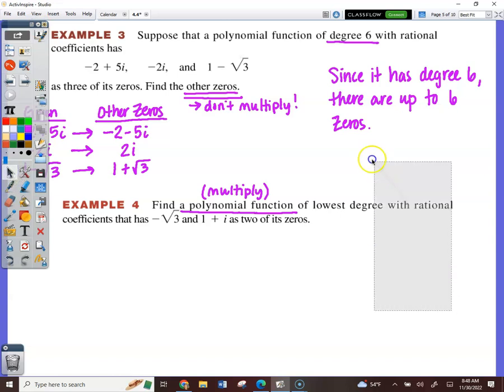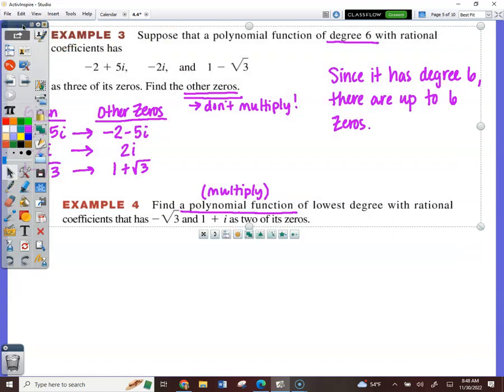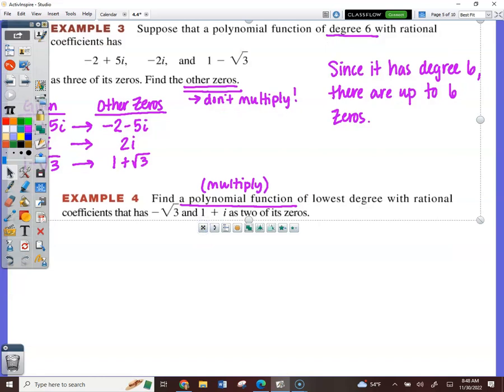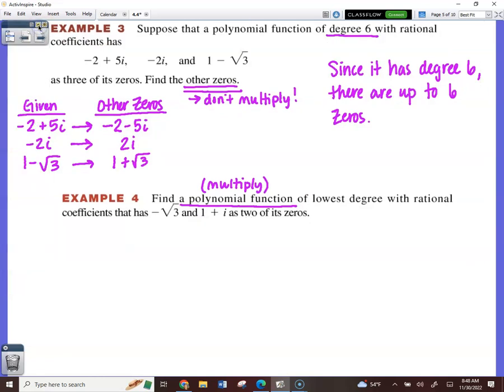So let me move this up. Alright, so y'all know me, I make my little list over here. I like to say, okay, here's what I'm given, and then here's my other zeros. So I was given negative square root 3 and 1 plus i, right? You staying with me?